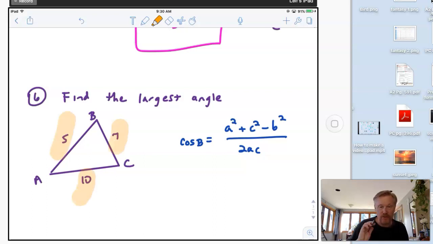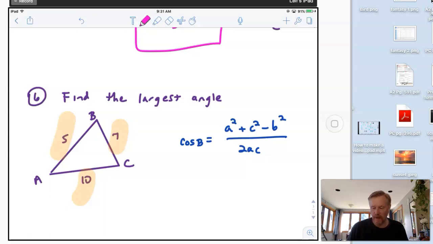1, 2, 3 sides, no angles, okay? Which means I can go for any angle I want. I'm going to go for angle B in this case just because it's the one I pulled out, which means I'm using the cosine of B. It really doesn't matter which one I go for. Just make sure you label it so you don't confuse the angles.